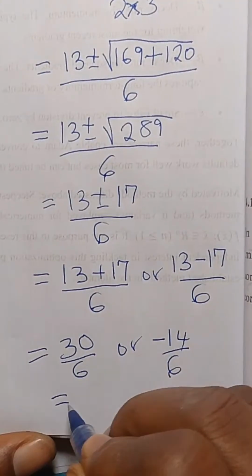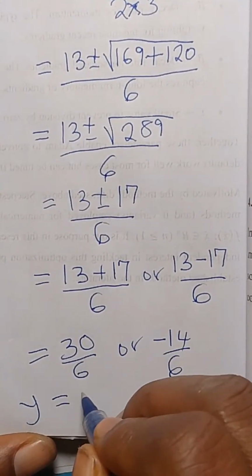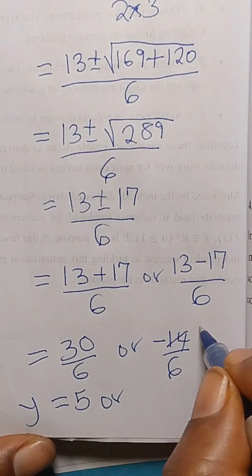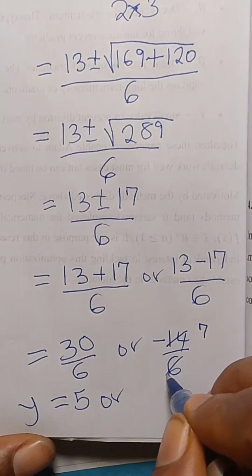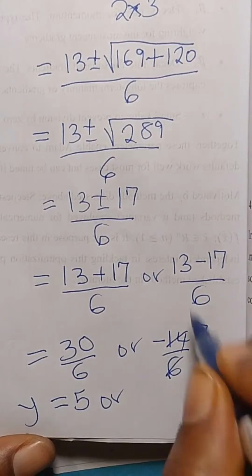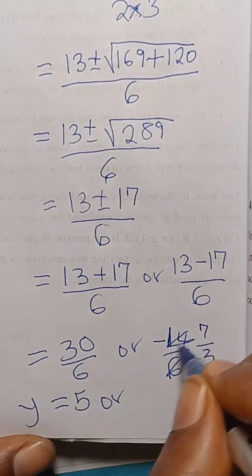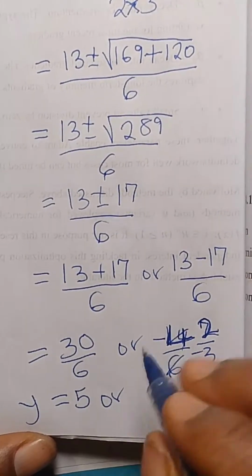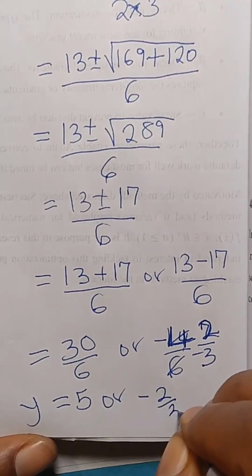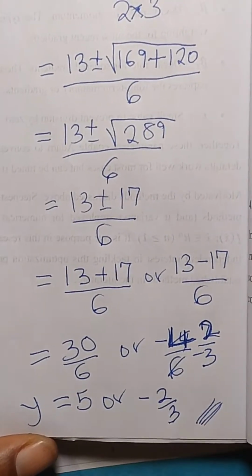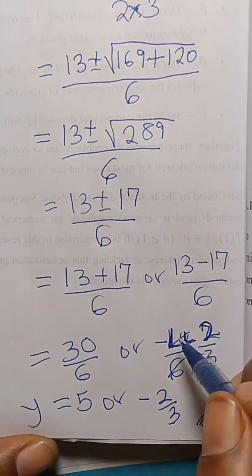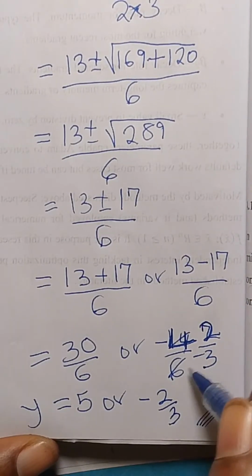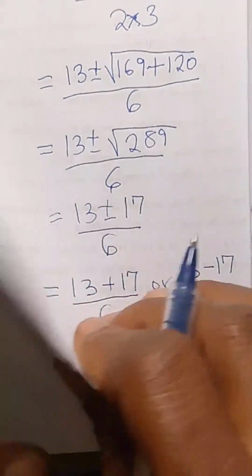So our y is equals to 30 divided by 6 is 5, or minus 4 all over 6. If we divide by 2, we have minus 2 all over 3. Okay? So this is the solution to the question. 13 minus 17 is minus 4 all over 6. So if we divide by 2, we have minus 2 all over 3. Okay? So this is the solution to the question.